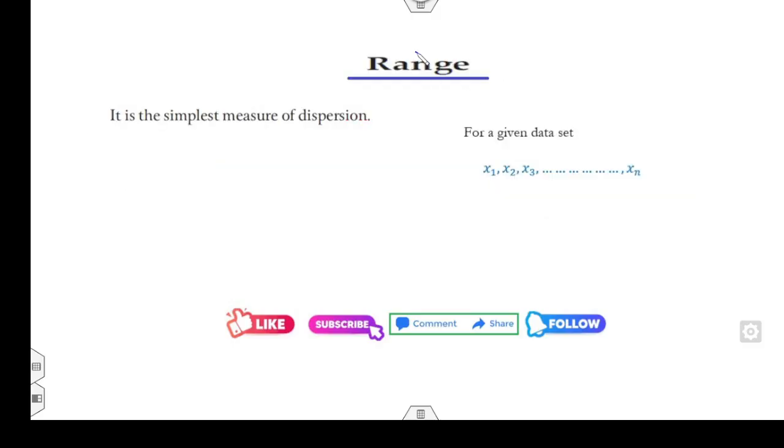Now the first one we cover is the range. It's a very simple concept. Within 2 or 3 minutes you can easily understand it. It is one of the simplest measures of dispersion.